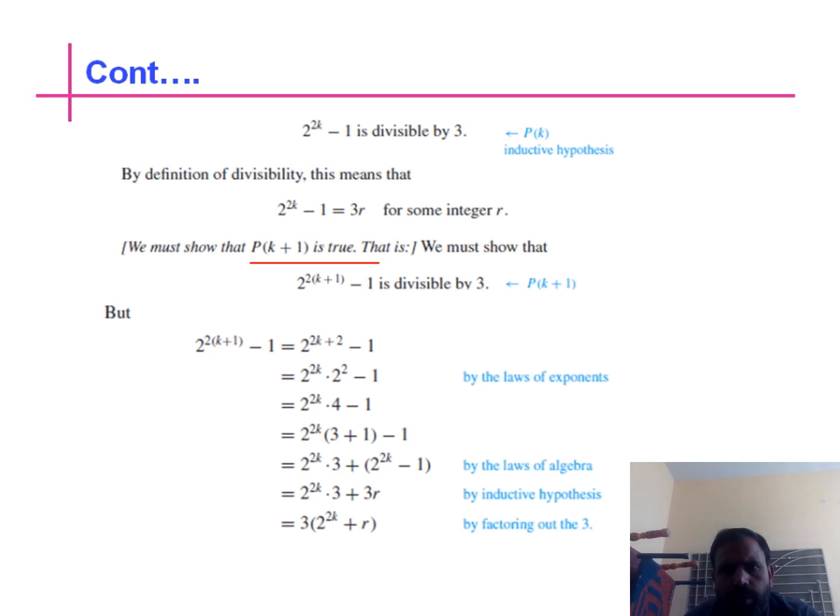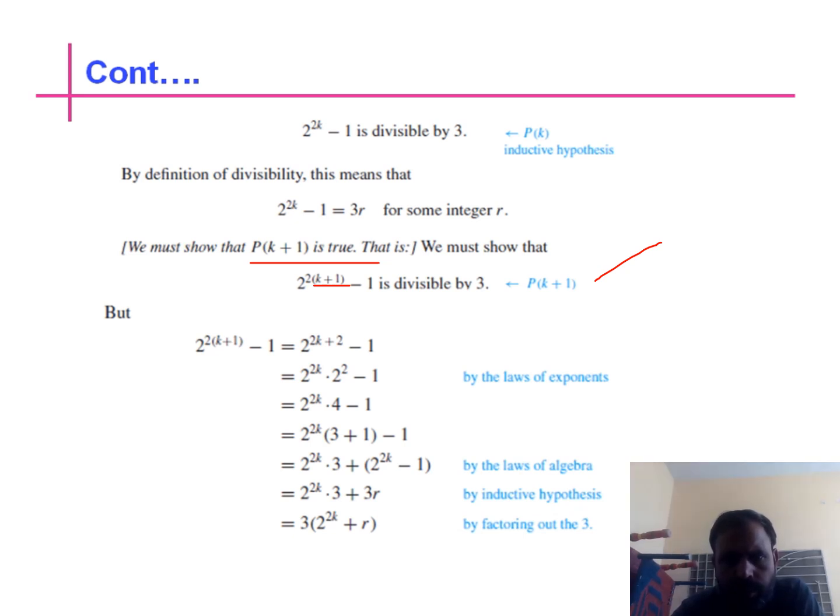That is, we show that 2 raised to the power 2 into k plus 1, minus 1, is divisible by 3. So this is the proposition P of k plus 1. But you can say 2 raised to the power 2 into k plus 1 minus 1 is equal to 2 raised to the power 2k plus 2 minus 1, which is equal to 2 raised to the power 2k into 2 squared minus 1. By the laws of exponents, you can easily expand these terms, which will become 2 raised to the power 2k into 4 minus 1.